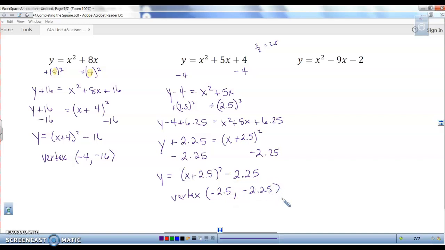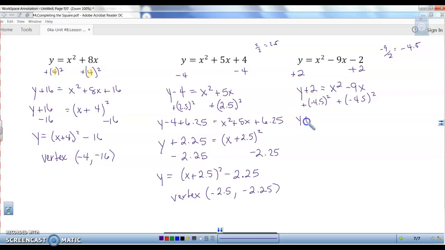And there we go. All right, let's do one more because this is another nasty one. First thing we want to do is move the c term. How do we move the 2? You add 2 to both sides. y plus 2 equals x squared minus 9x. Okay, so half of your b term. Negative 9 is your b term. So negative 9 divided by 2 is going to be negative 4.5. So we are going to add negative 4.5 squared on both sides.